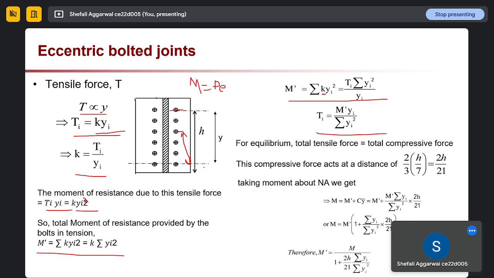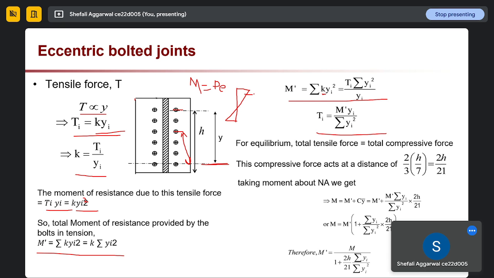At equilibrium at the neutral axis, our total tensile force will be equal to the total compressive force. If we calculate the compressive force, at what point will it be acting? So this was our figure.